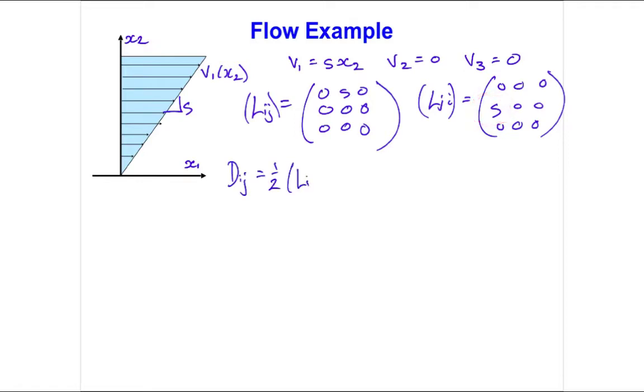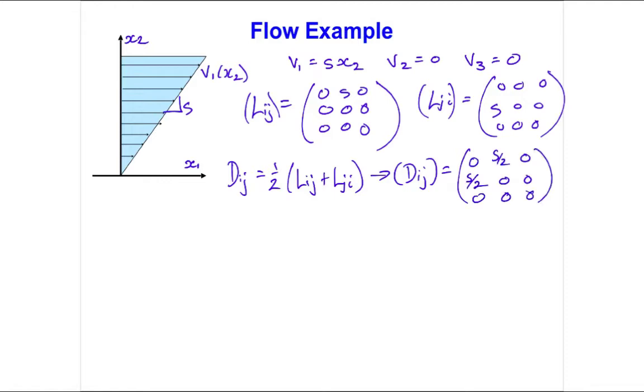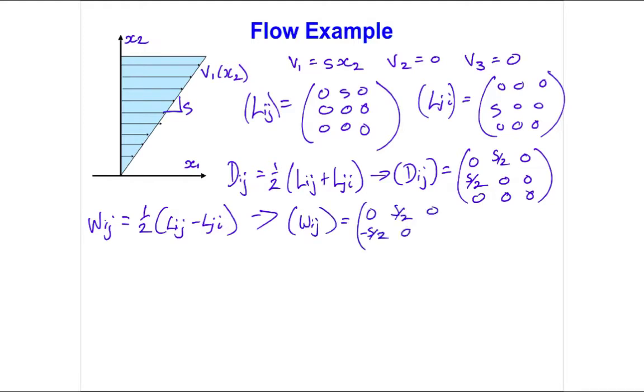So the rate of deformation tensor is 1/2 (L plus L transpose), or has components L_ij plus L_ji divided by 2, which means that D_ij has components s over 2 in the 1, 2 and 2, 1 positions and 0 everywhere else. Meanwhile, W_ij, which is 1/2 of L_ij minus L_ji, has components s over 2 in the 1, 2 location and minus s over 2 in the 2, 1 location.